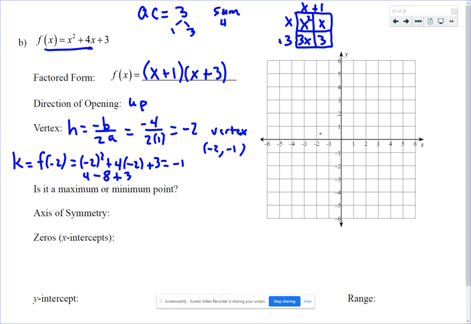I'm going to put that on my graph. Negative 2, negative 1, and it's opening up from there. Is the vertex a maximum or a minimum? It is a minimum because my parabola is opening upward. Okay. Axis of symmetry. It's going to be the vertical line through the vertex. So x equals negative 2.